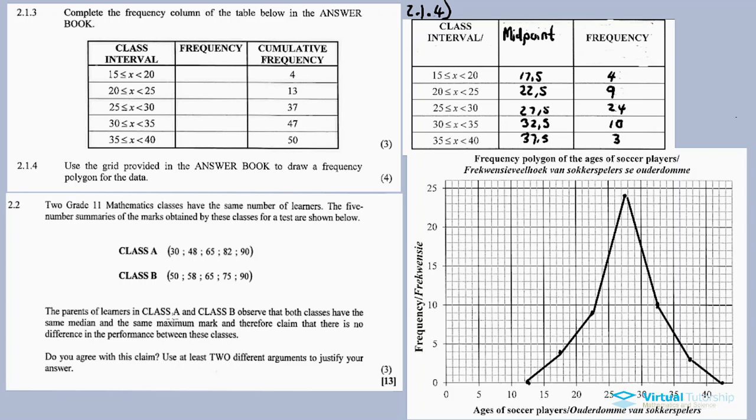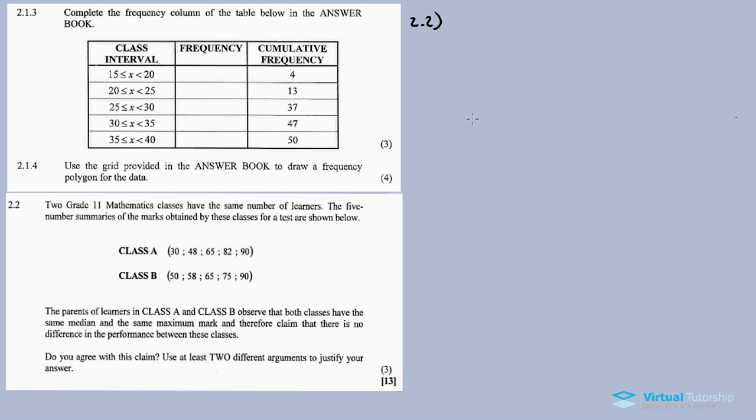They want to explain that, okay, one of the classes has had the worst performance compared to the other class. Now the question is, do you agree with this claim by these parents? Use at least 2 different arguments to justify your answer. So 2.2. So what's your opinion? Do you agree or not?